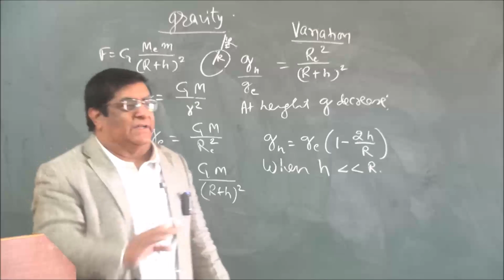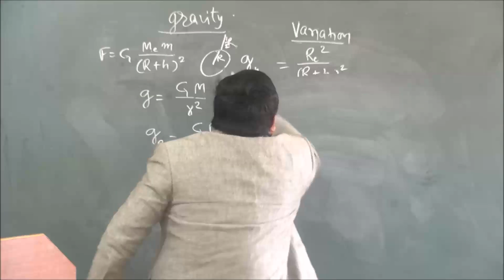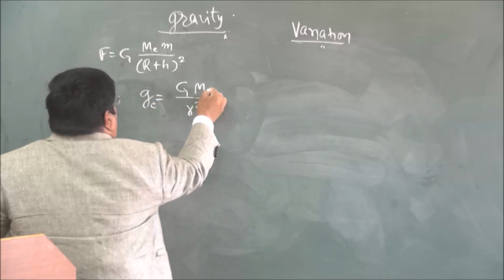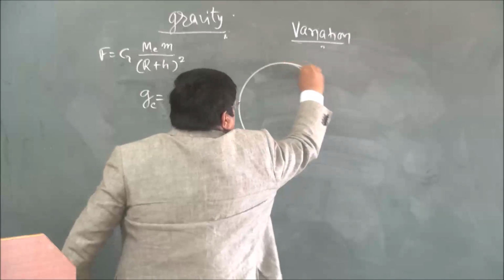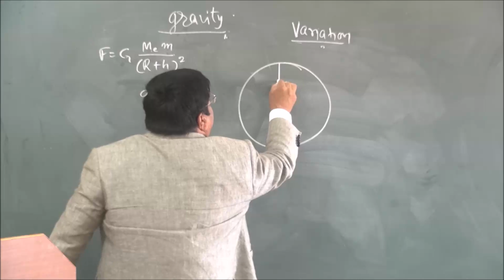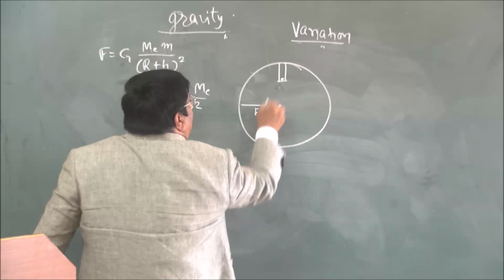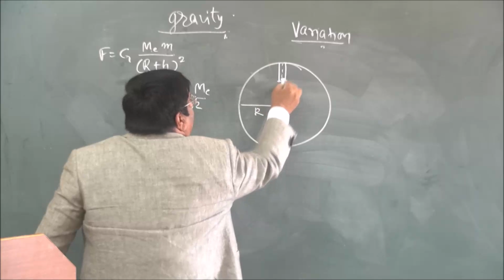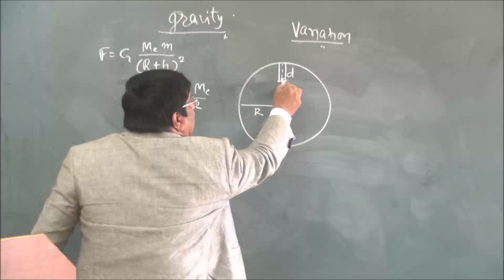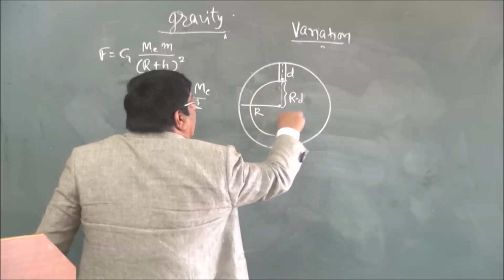Now suppose we go inside the earth. Then what will happen? You will remember the formulas. Now we go inside the earth. We go so much deep in the earth. This is the center of the earth. This distance is r. This was r, and this is some distance. What will you call it? d. So now how much distance is left? r minus d.